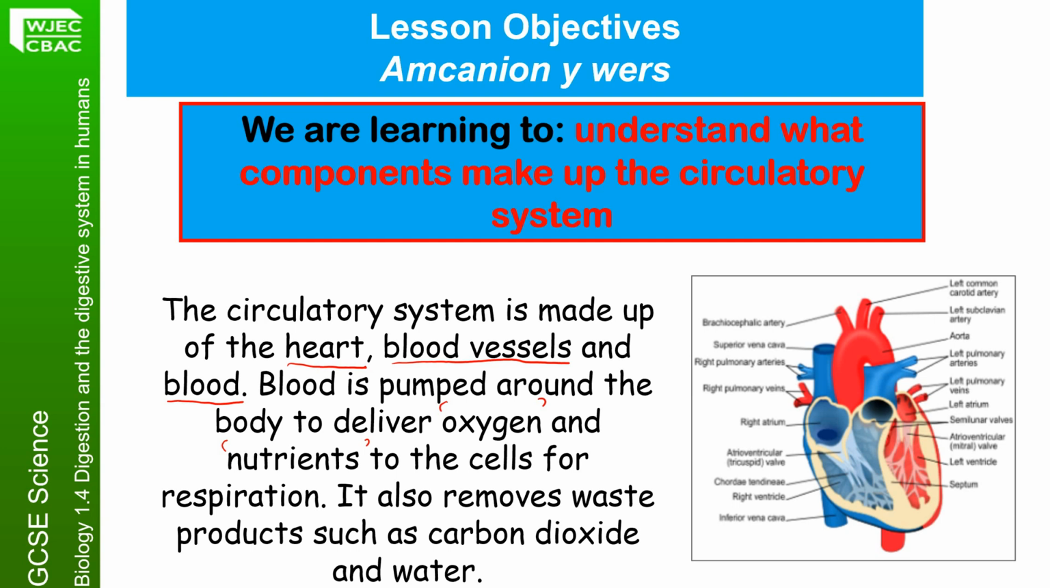So the nutrients are things like the glucose to give us energy, but also amino acids and fatty acids and glycerol from where fats have been digested and proteins digested to amino acids. So these nutrients, like glucose in particular and oxygen, need to be delivered to the cells for respiration. So you can see how the last couple of units all link in together. The system also removes our waste products such as carbon dioxide and water as water vapor, okay, when we breathe it out through our mouth.